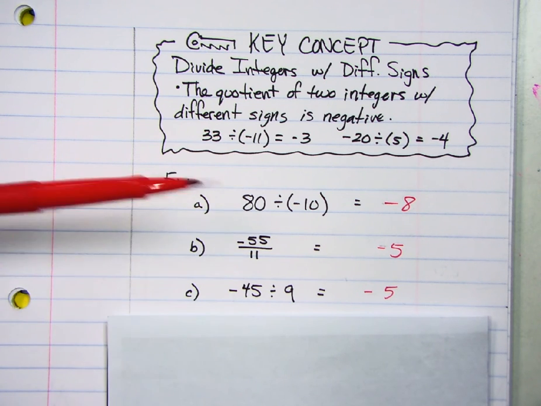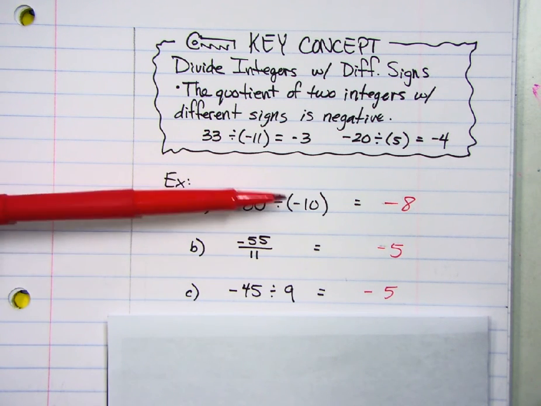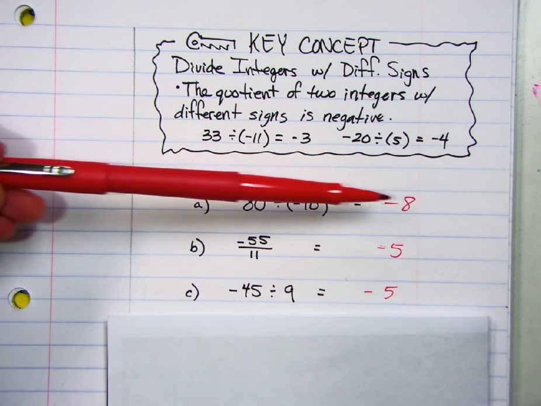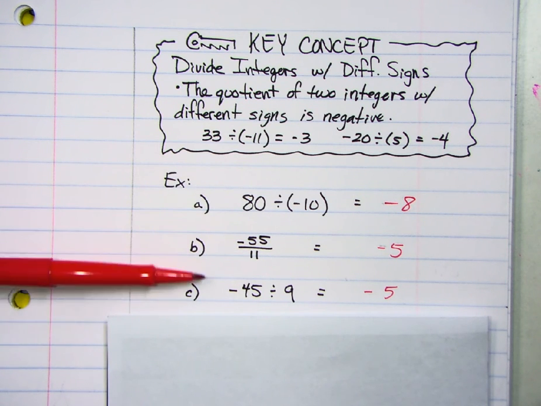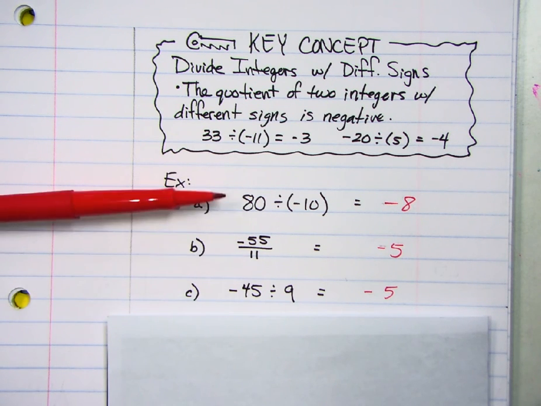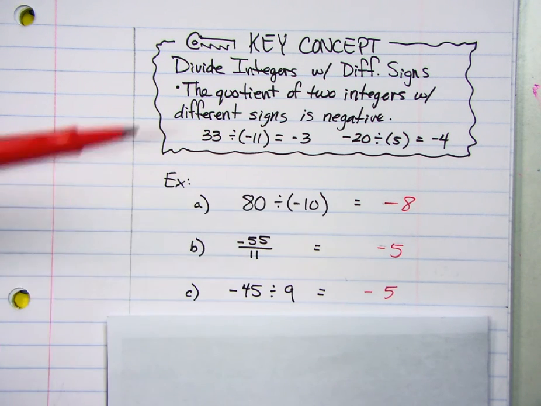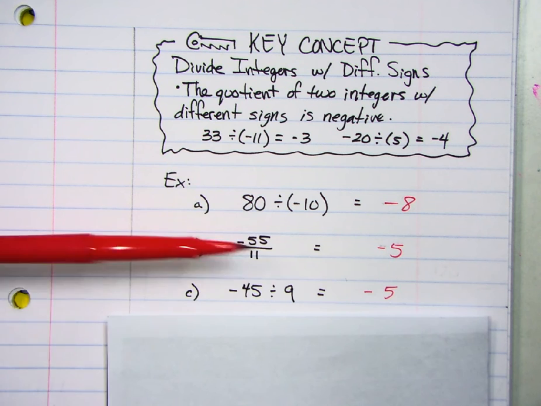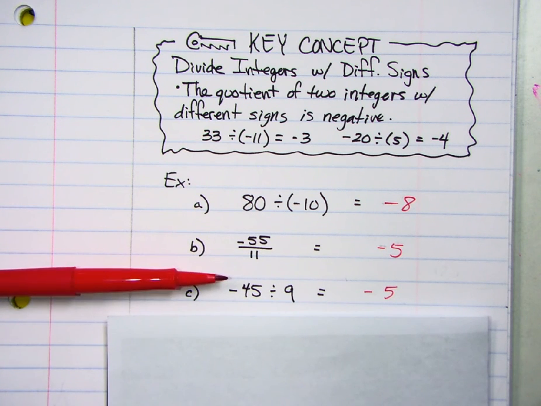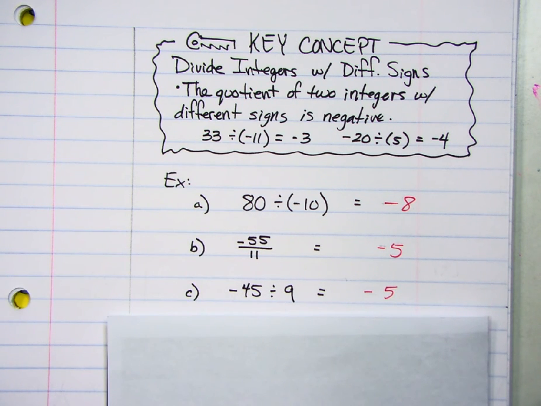On all these examples, one is positive, the other is negative. So we know automatically the answers are negative on all three of these examples. Then you can go back and actually divide the problem. 80 divided by 10 is 8, so my answer is negative 8. Negative 55 divided by 11, that's negative 5. And this last one is also negative 5.